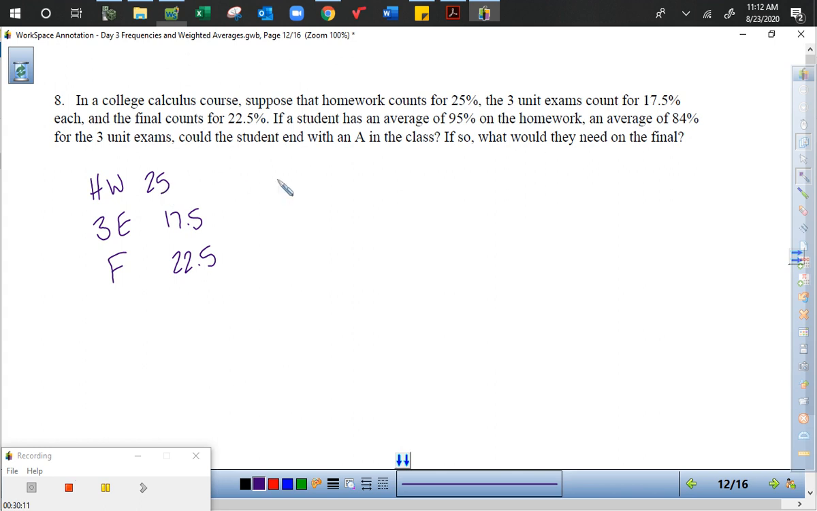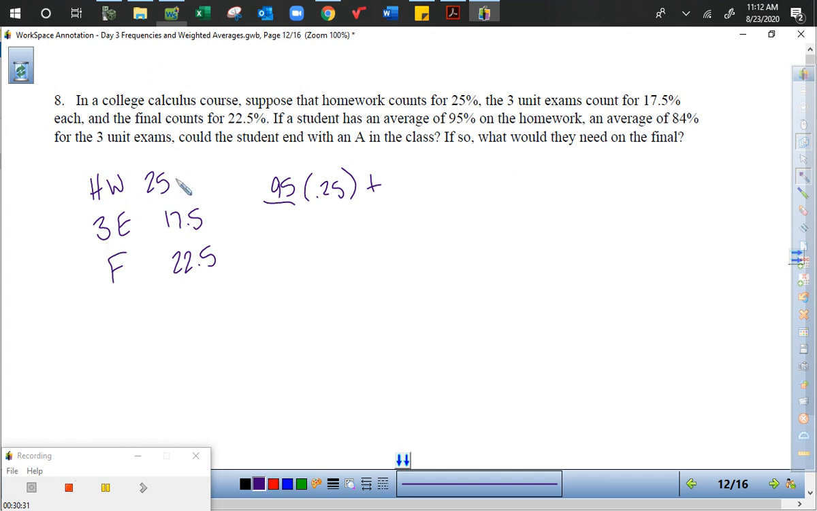We want to know the grade for homework and multiply it by the 0.25. Our grade for homework, it said, was 95%. I'm just going to leave it as 95 because we want to know the grade. Okay, so I'm not going to write it as a percent there. Then we've got our 3 exams. Now here's something you have to pay attention to.